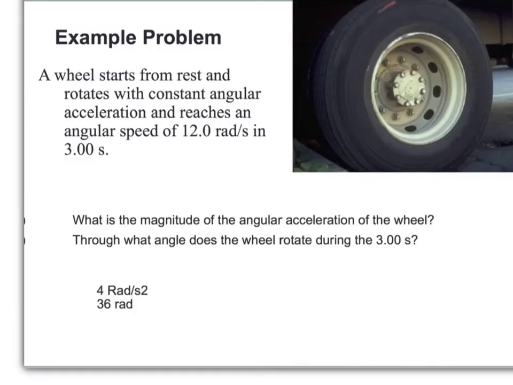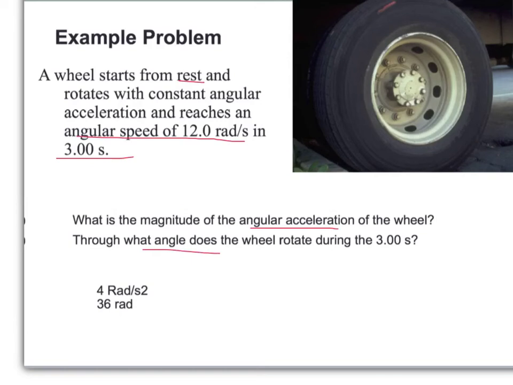Okay, we're going to wrap up this lesson by looking at an example problem. So we have a wheel that starts from rest and rotates with a constant angular acceleration and reaches an angular speed of 12 radians per second in 3 seconds. And we need to find two things: angular acceleration and through what angle the wheel rotates during this time.